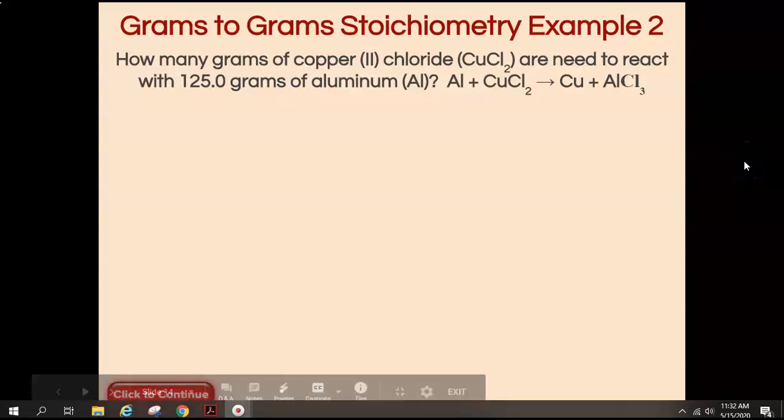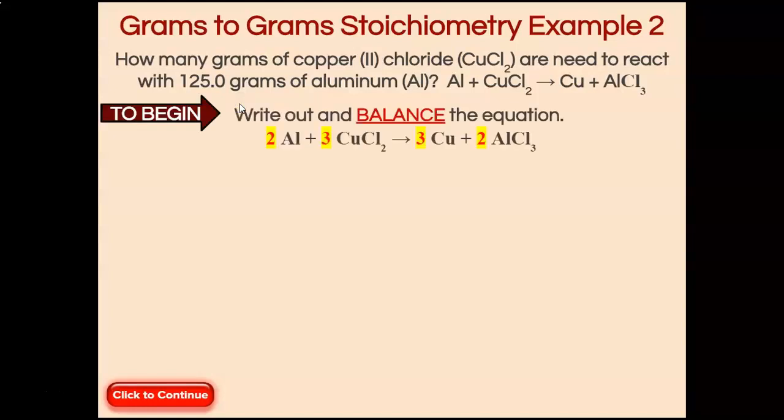Welcome back to video number 2 on gram-to-gram stoichiometry. This is the second example in your slides. We will be looking at how many grams of copper 2 chloride are needed to react with 125 grams of aluminum. Following the steps that I outlined in the previous video, the first thing we need to do is write and balance a chemical equation.